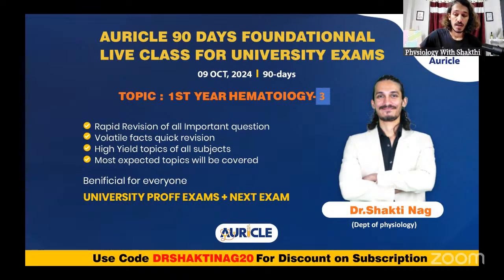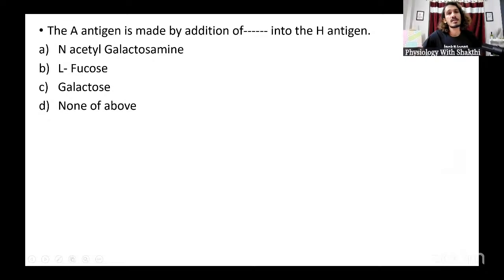Let me just start off with one question. The A antigen is made by the addition of dash into H antigen. The answers can be N-acetylgalactosamine, L-fucose, galactose, none of the above. In order to answer this, you need to understand what the structure is, what exactly H antigen is, and what the different ways are by which ABO blood group is formed. So the answer for this is your galactose.